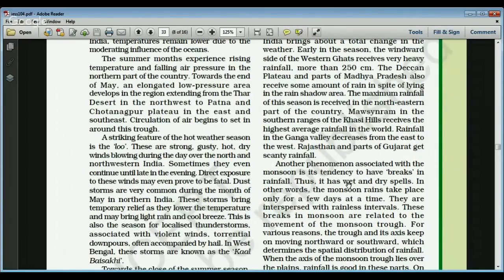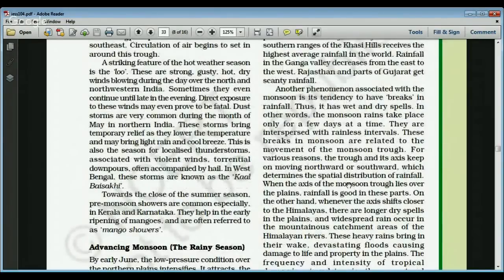maximum rainfall of this advancing season is received in the northeast part of the country, and Mawsynram, in the southern ranges of the Khasi Hills, is the place that receives the highest average rainfall in the world. And rainfall in the Ganga Valley decreases from the east to the west, and Rajasthan and parts of Gujarat get very scanty rainfall.